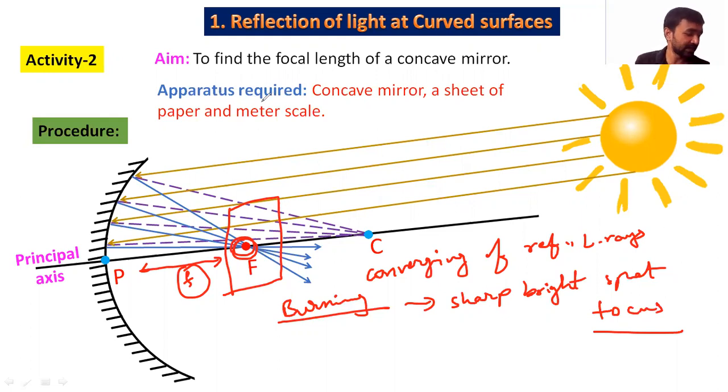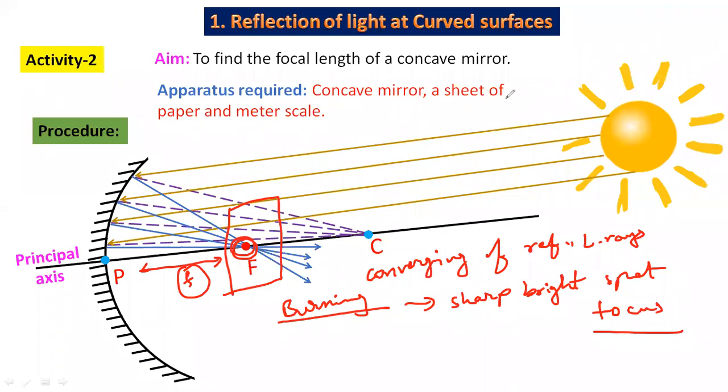Then at that place you measure the distance from the pole, right? So is everyone clear about this activity? Use your quick reaction. Read this information given on page number 4, activity 2 in your textbook.